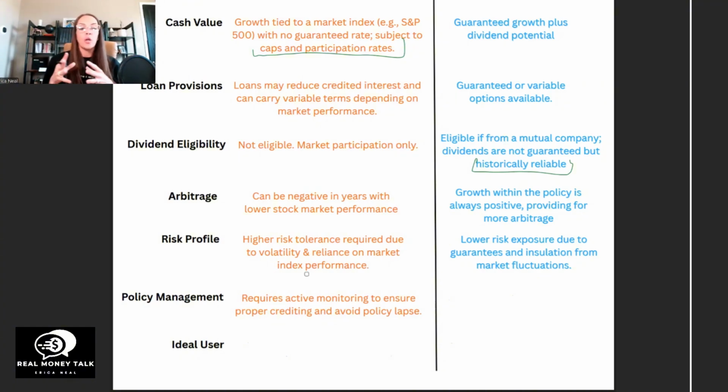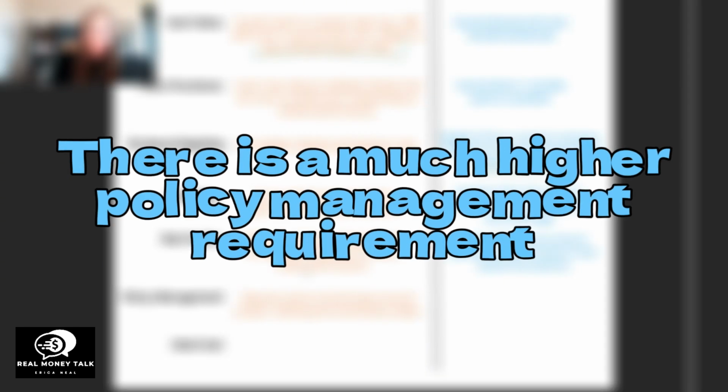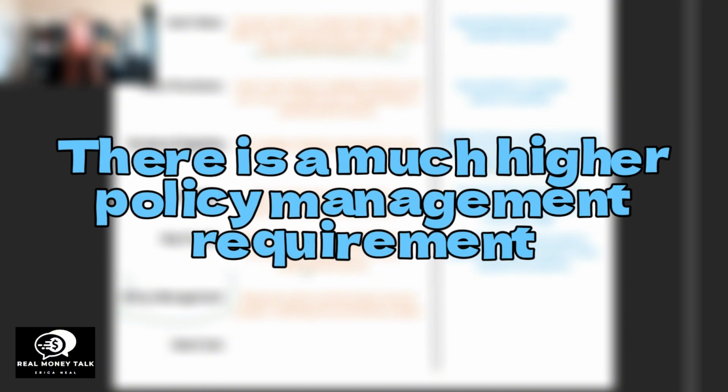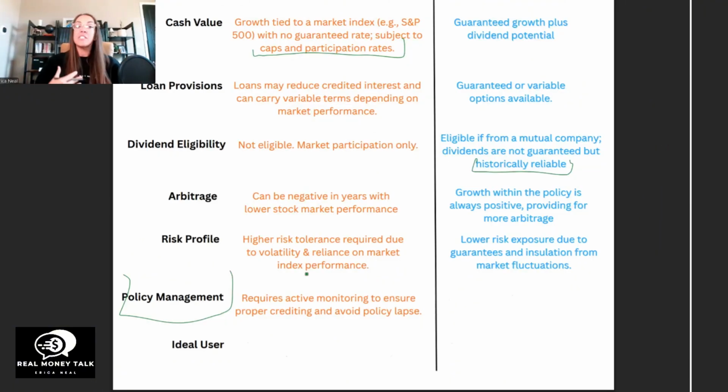IULs are going to require active monitoring to ensure proper crediting and avoid policy lapse. What that means is there's point to point, you can do participation rates, you can do the floors and the ceilings, and do you want to measure this or measure month to month? There are a lot of different maneuvering factors to the growth within an IUL policy. When you have an IUL, there is a much higher policy management requirement. That's not a good thing or a bad thing. It's just something to be aware of.